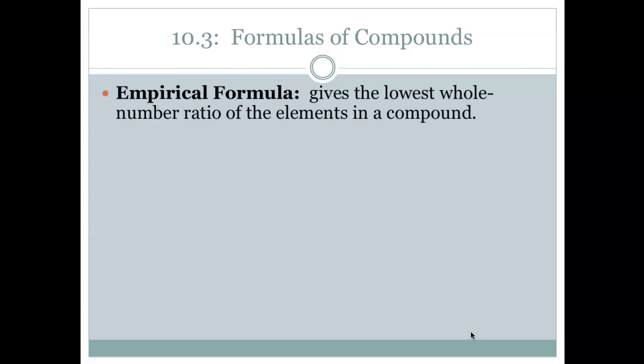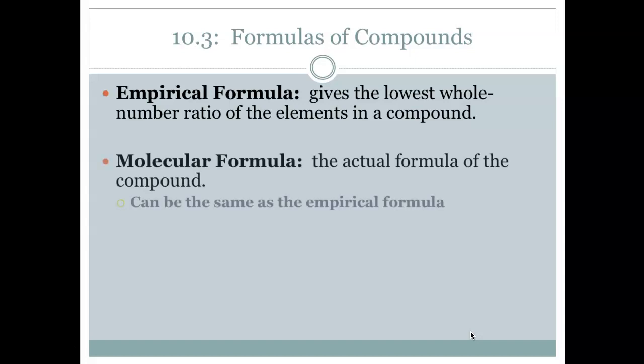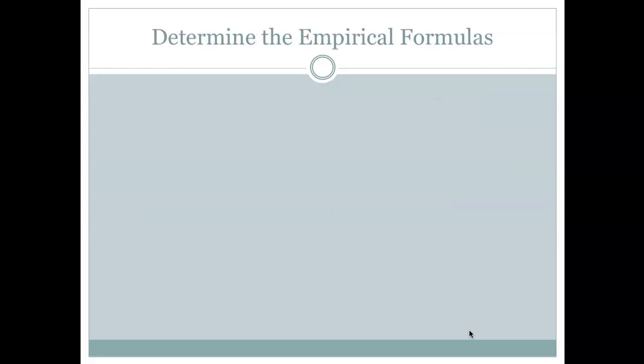An empirical formula gives the lowest whole number ratio of the elements in a compound. The molecular formula, on the other hand, is the actual formula of the compound. This can be the same as the empirical formula. Sometimes it is the case that the actual formula is the lowest whole number ratio of the elements in the compound, but not always. Let's look at some examples of empirical formulas.